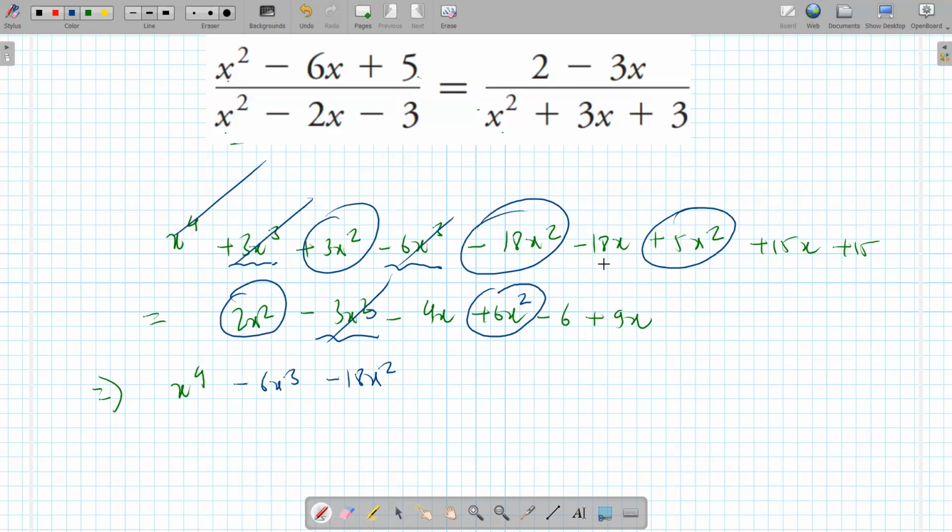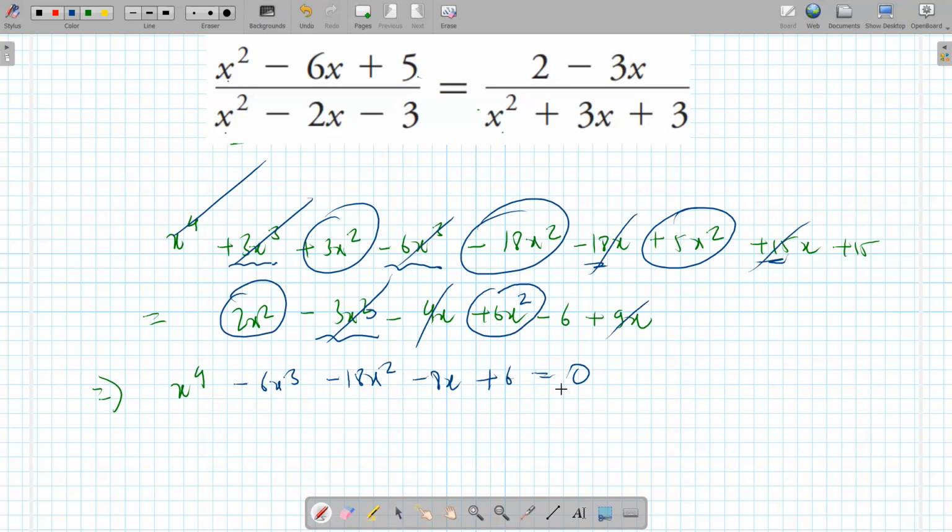Then finally for the x's, we have -3 from these two. -3 plus 4 is x, minus 9 is -8x. And then finally we have the 6. When we throw it to the other side, it becomes +6. There we go. That is what we have, okay?